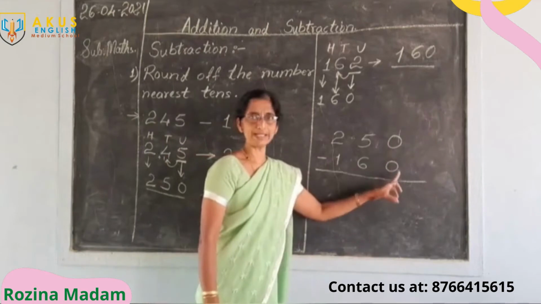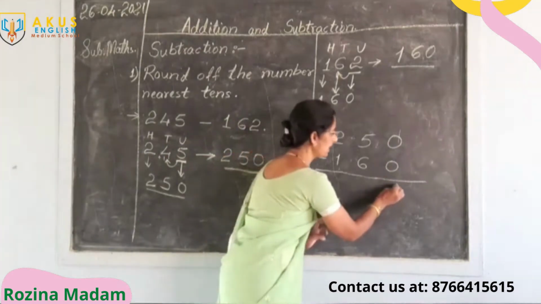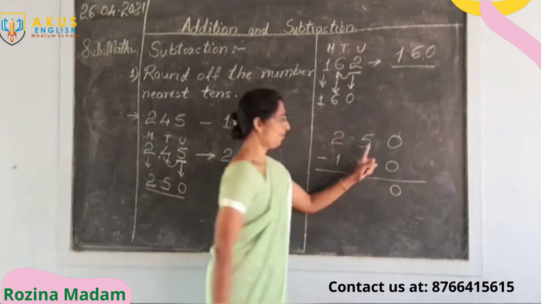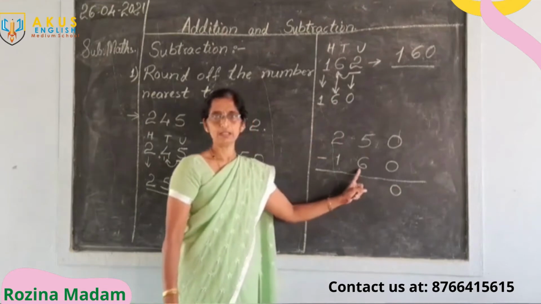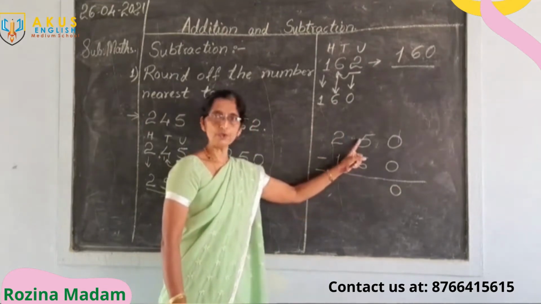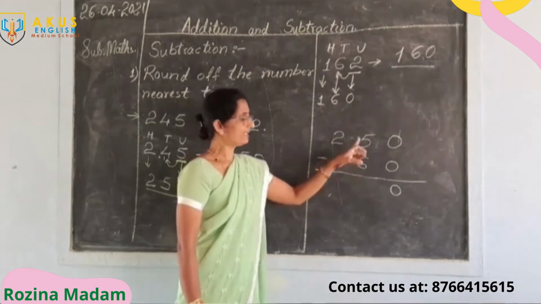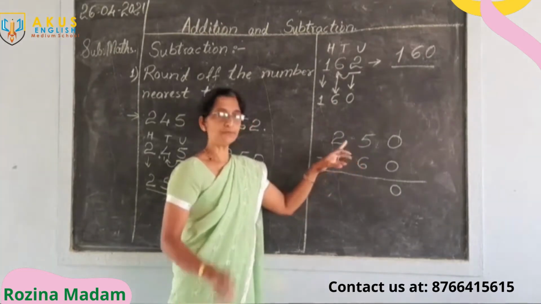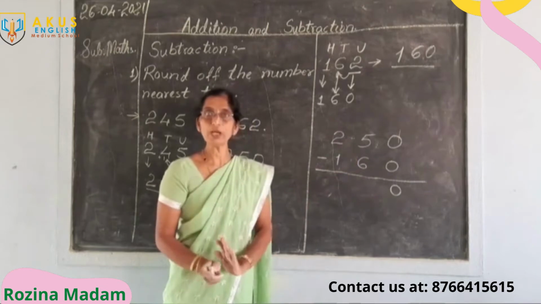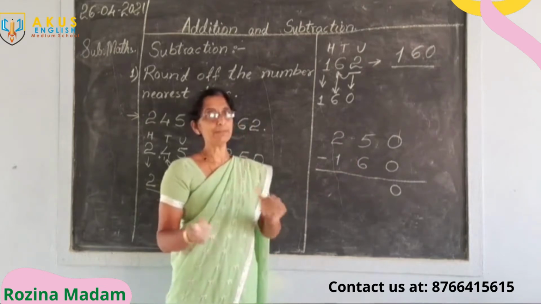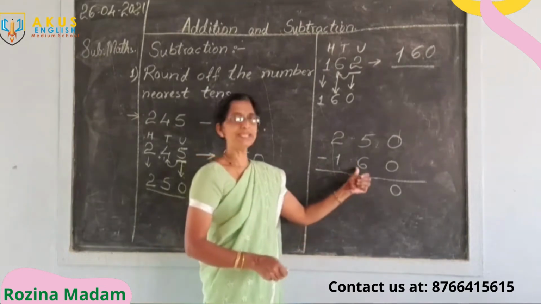Now 0 minus 0 is 0. Now 5 minus 6. From 5, can 6 be subtracted? No, because always remember that from a bigger number we can subtract a smaller number, but from a smaller number we can't subtract a bigger number.